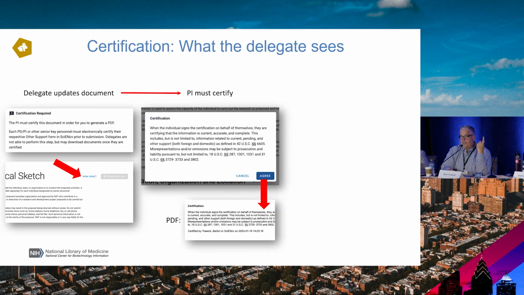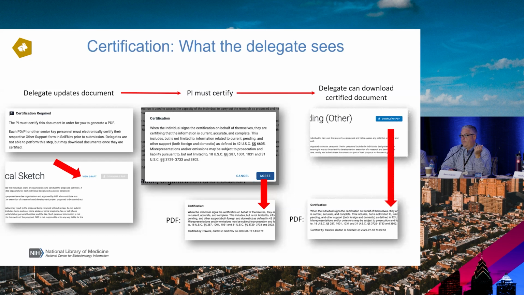So you're ready to have the PI certify it. You click that button. We send a message to them. The PI comes in. They see that certification modal. They agree to it. And then they get the certified PDF that they're able to download and submit to Research.gov themselves. At that point, now that it's been certified, the delegate could also download that same certified copy.